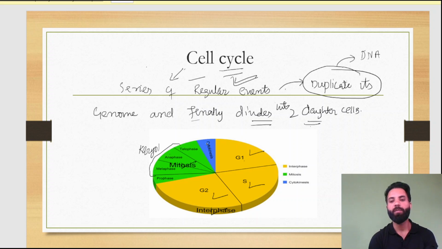Now the cell cycle has been divided into two phases: one is the interphase and the other is mitosis. We know that the interphase is called the preparation phase, and it has been divided into the G1 phase, S phase and G2 phase. These are the three sub phases of the interphase. And then there is mitosis. Mitosis gets completed via two phases: karyokinesis, the division of nucleus, and cytokinesis, the division of cytoplasm.